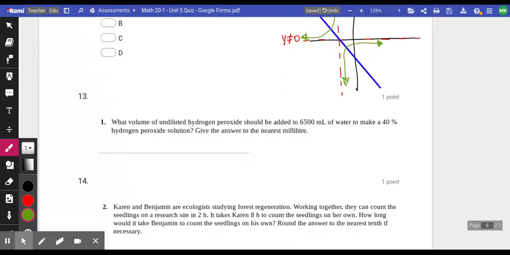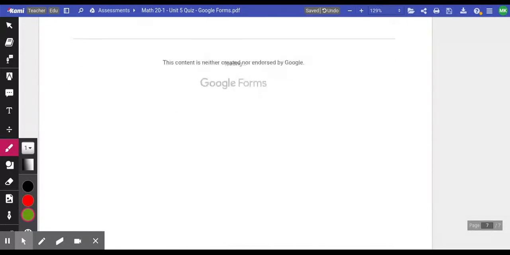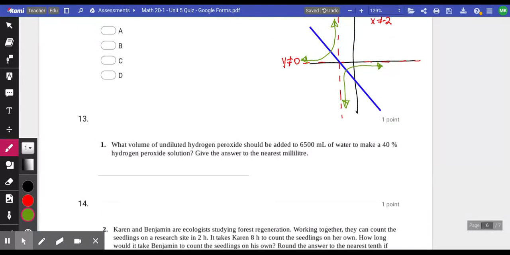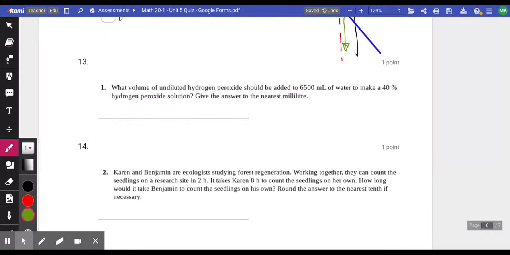All right. Number 1, numeric response. We had 4 numeric response problems. Oh, that is so nice of me, making a third of your test numeric response. Like, what a guy. Number 1, what volume of undiluted hydrogen peroxide should be added to 6,500 milliliters of water to make 40% hydrogen peroxide solution? Holy smokes. What is this, chemistry class?